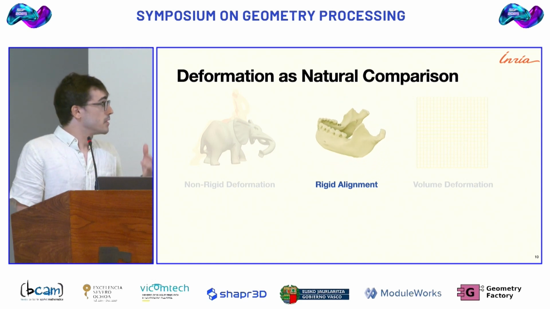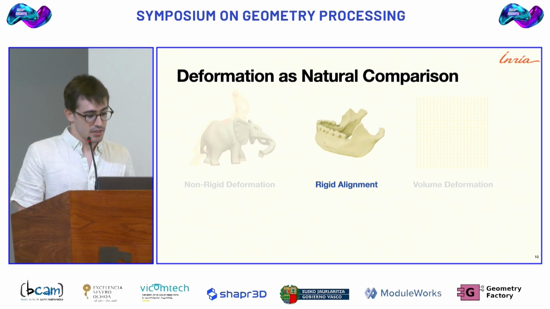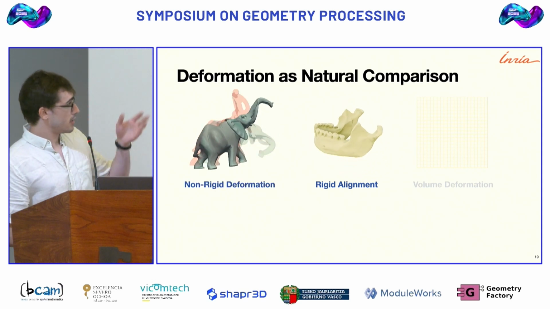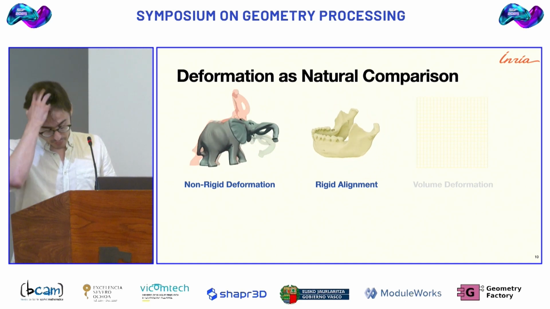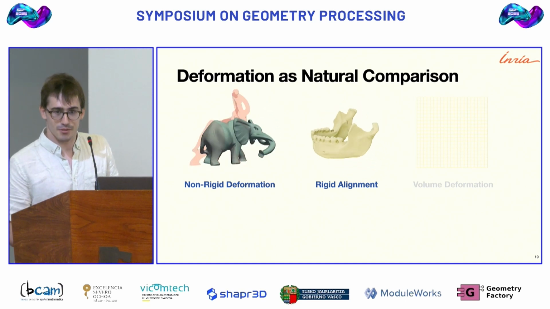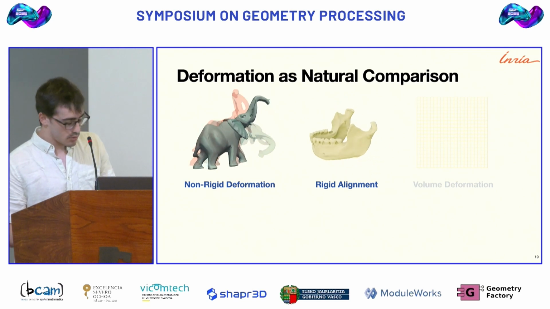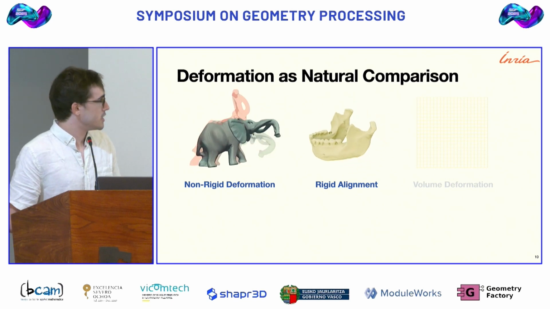But this rigid alignment, you could also extend it to something that's non-rigid, and there's a whole field of learning non-rigid deformations. Like here we have this nice elephant being deformed, which was mentioned on Monday morning also, this exact same example. This one is using as-rigid-as-possible energy to deform.